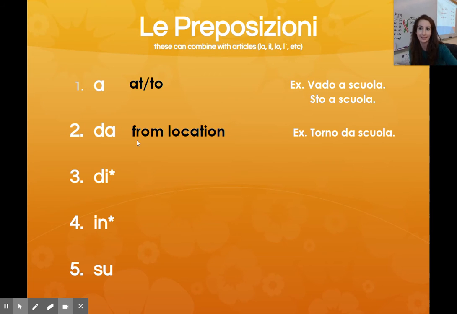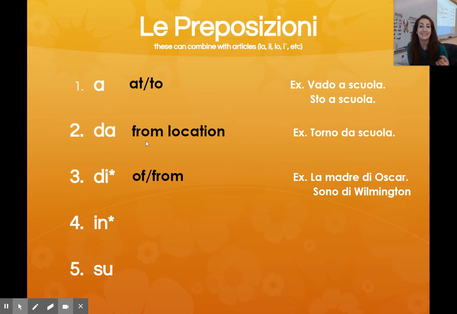Di has a little stellina, a little star next to it. And in also has a little star next to it, and it's pretty straightforward. You'll see in a little bit. So di means of or from. So, for example, la madre di Oscar. Io sono la madre di Oscar. I am the mother of Oscar. I could also say sono di Wilmington. I am from Wilmington. So again, di has two meanings as well, of or from.